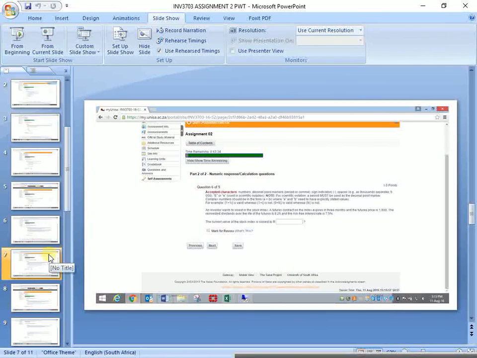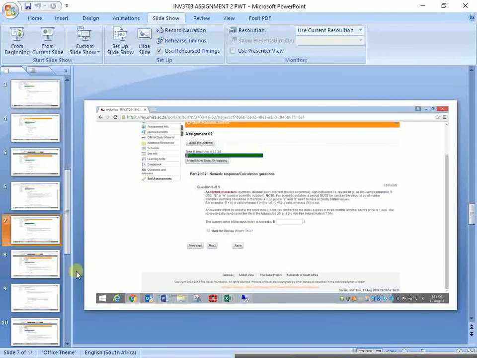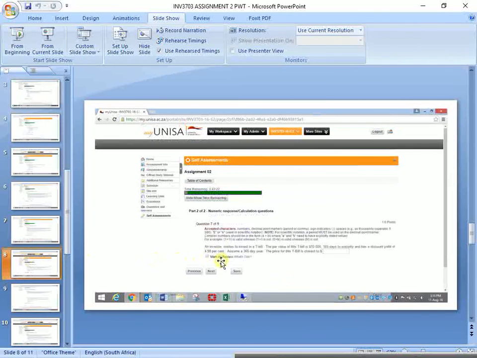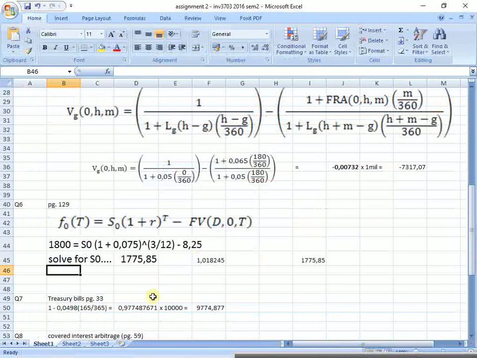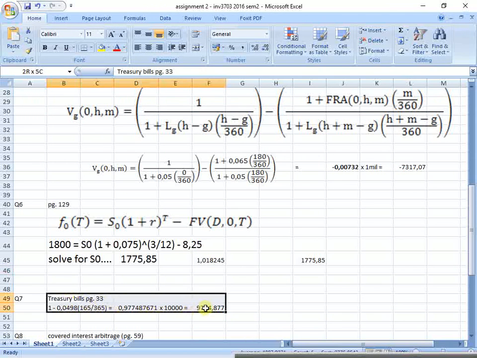Okay, question 7. It's discounting a treasury bill. So if you're discounting a treasury bill, that's the principal minus the discount interest. Do you get this answer? Try. You should be getting 9774. If you do, then great. If you don't, no.